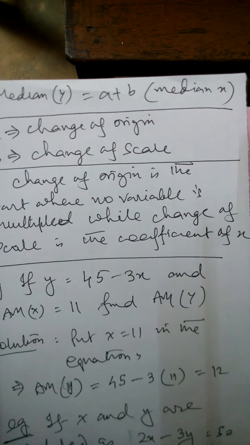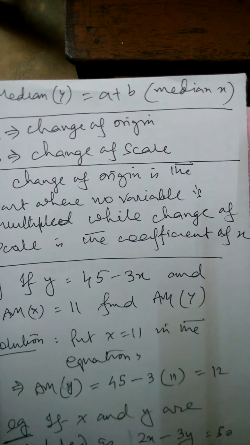My question was y is equal to 45 minus 3x, and the mean of x is 11. Then what would be the mean of y? You don't know x and y as such. You know y is equal to 45 minus 3x is a relation between x and y. And what is given in the question? Arithmetic mean of x is given as 11. What is asked from you? What will be the mean of y? So what you do? You just replace x as 11 in this relationship, y is equal to 45 minus 3x. Put it. Whenever you put the value, you get 12. So this 12 is the mean of y.